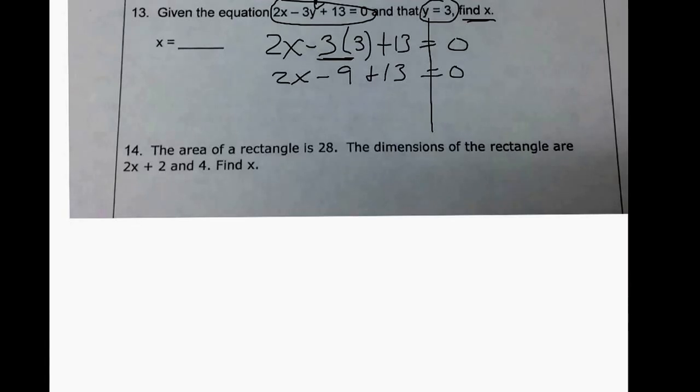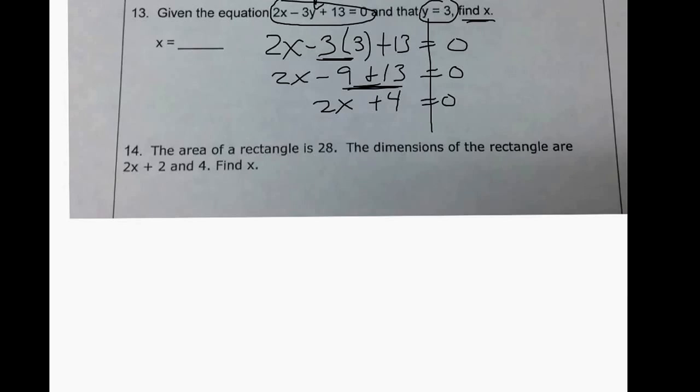So again, I check the left and check the right. This still has simplification that has to be done. So 2x, negative 9 plus 13 is positive 4 equals 0. And then now I'm down to something that looks more like what we were doing on the previous page. I move the number that does not have a variable, so plus 4 gets a minus 4. Whatever I do to that side, I do to this side. Those cancel out. And I get 2x equals negative 4.